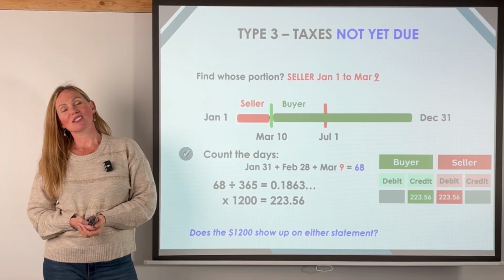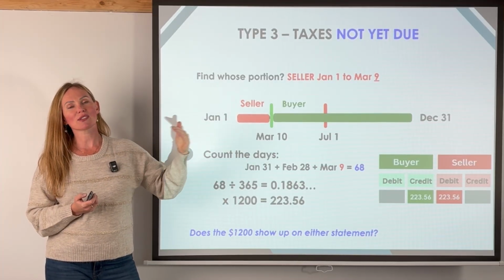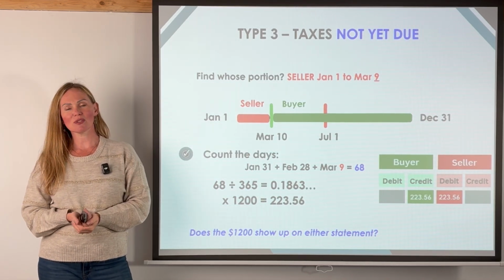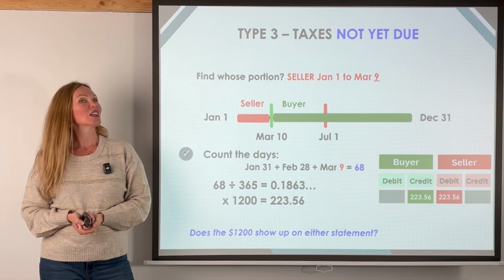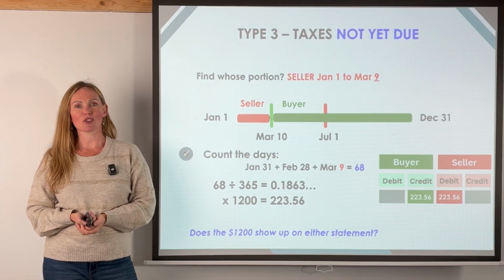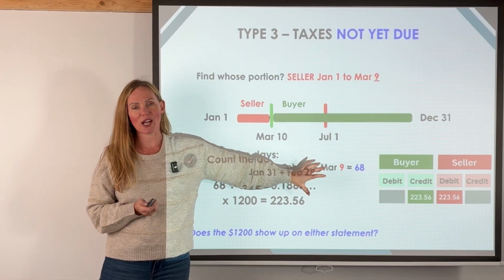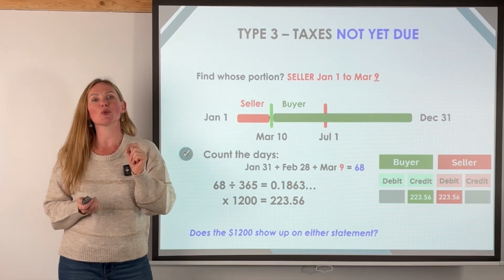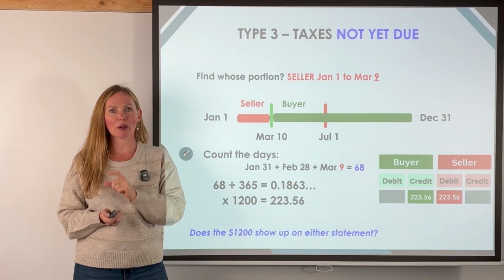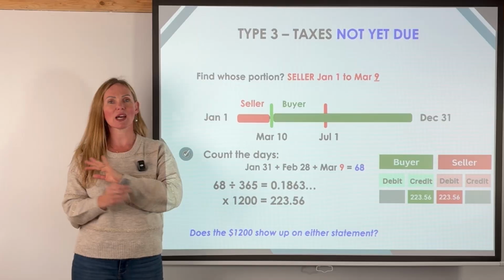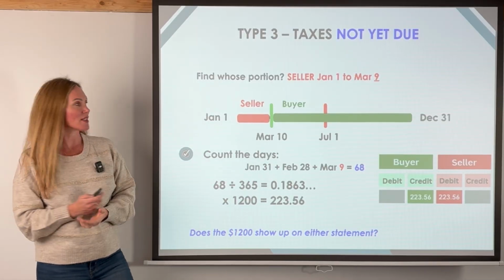So my next question is, in the future, there's $1,200 of taxes. Will this $1,200 show up on the statement of adjustments? What do you think? No, because it's in the future. So the only time you're going to put the full tax amount in your statement of adjustments is when it's still owing. So somebody forgot to pay them, that's the only time you're going to add them to your statement of adjustments. Otherwise, you just do the adjustment itself.